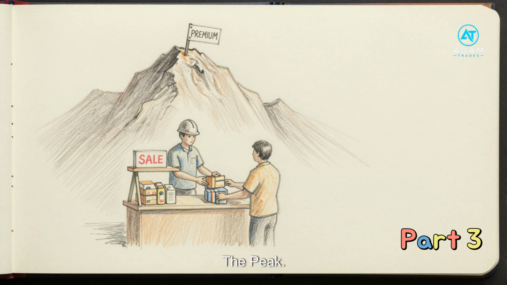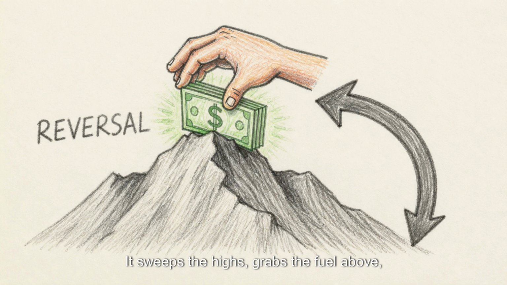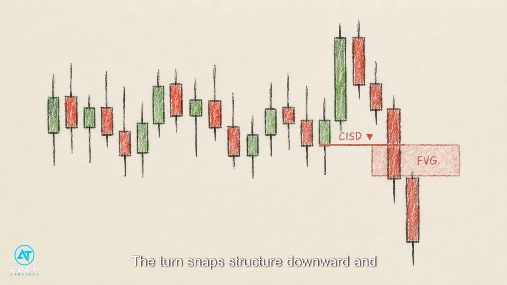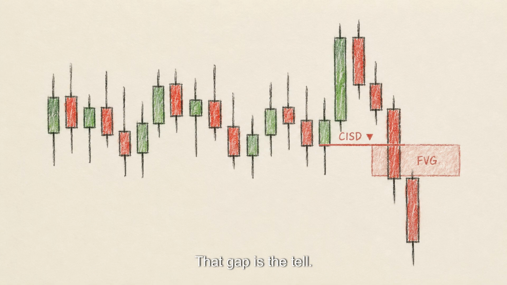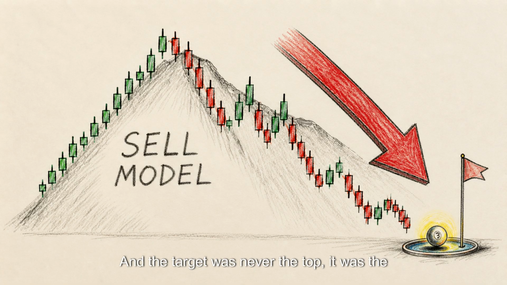Part 3, the peak. Price reaches an expensive zone, the premium, where smart money wants to sell. It sweeps the highs, grabs the fuel above, and then it turns. This is the turn, the smart money reversal. The turn snaps structure downward and generally leaves a gap behind it. That gap is the tell. Part 4, delivery. Price now steps down the other slope, making lower highs all the way down. And the target was never the top, it was the lows where it all started. Mountain complete. Now flip everything.